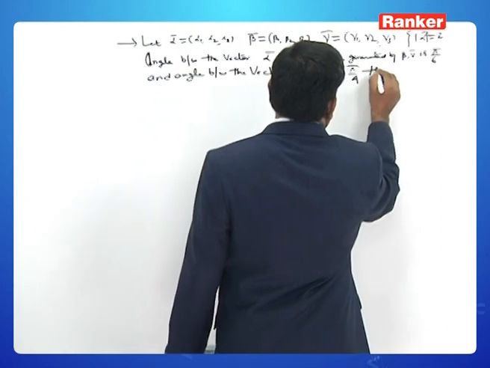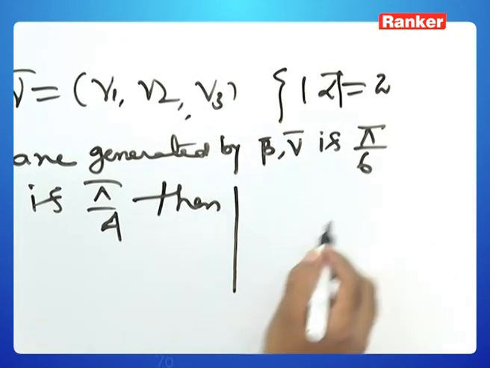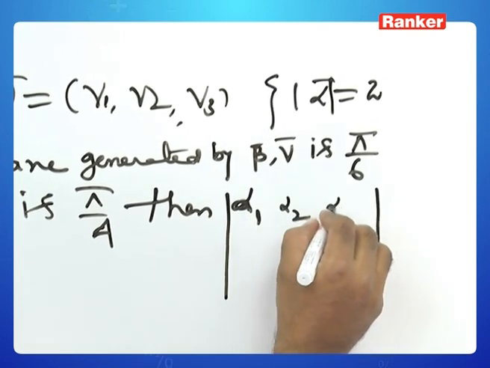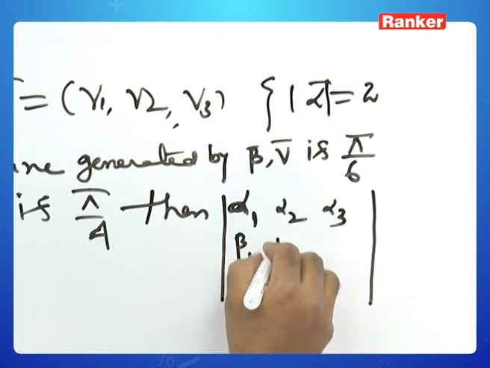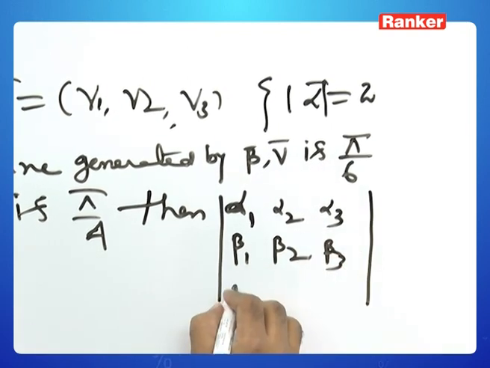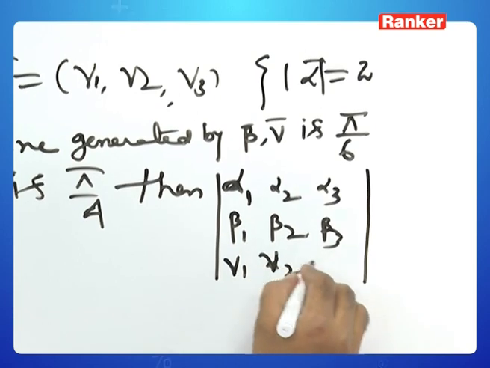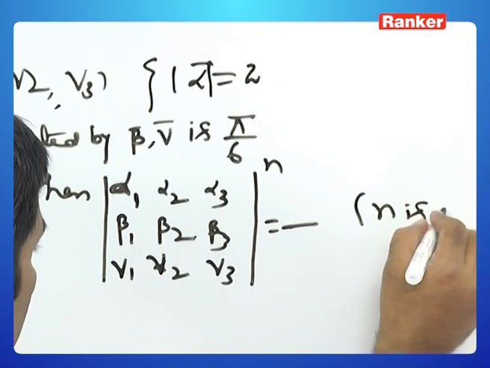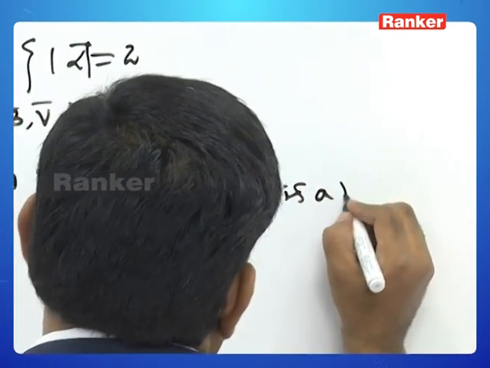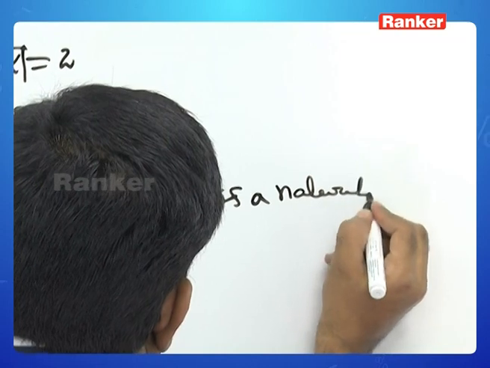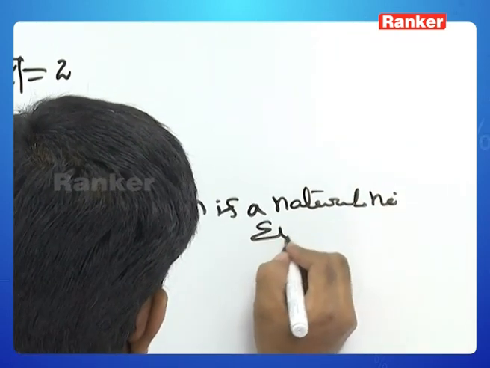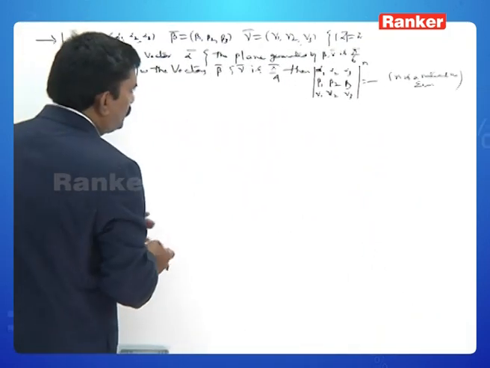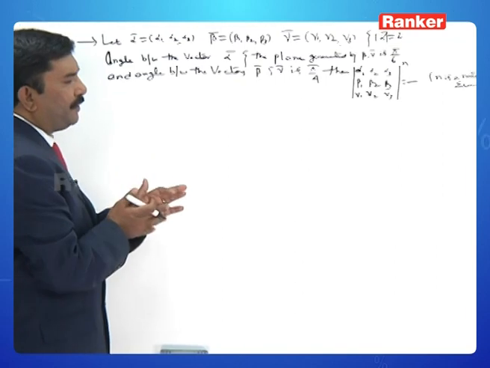Then det of alpha 1, alpha 2, alpha 3, beta 1, beta 2, beta 3, gamma 1, gamma 2, gamma 3, whole power n is equal to dash, where n is a natural number, or even natural number, right? Even natural number.